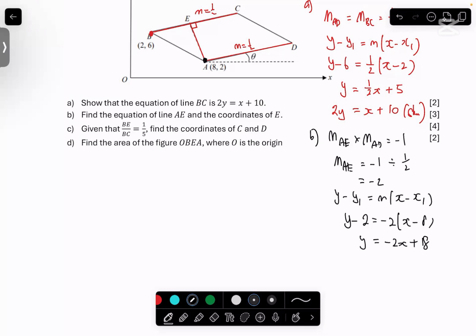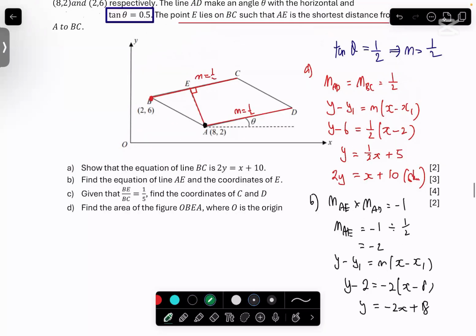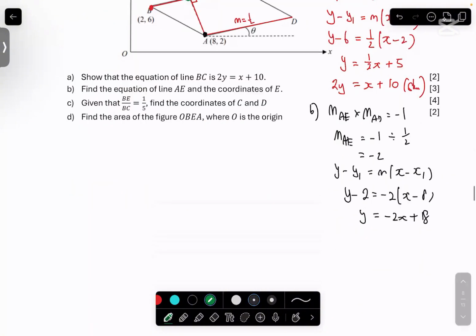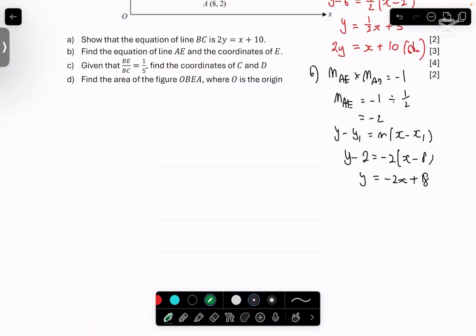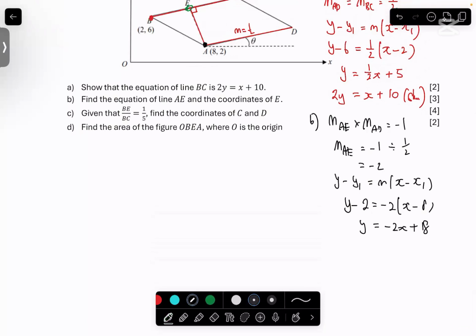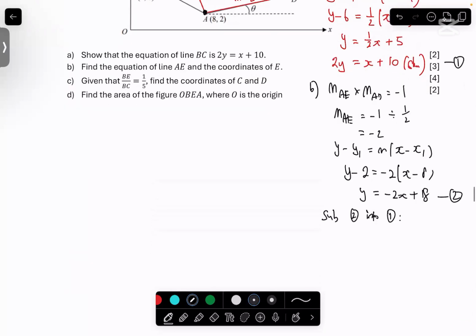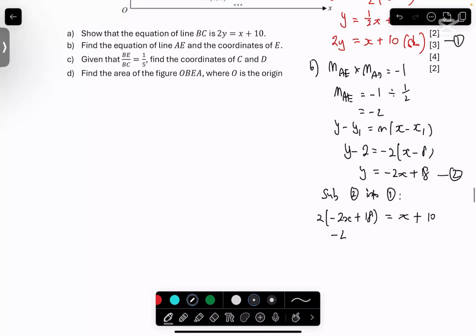Okay, and the coordinates of E. E lies on two lines: on the line BC and on the line AE. So we can just solve simultaneously over here. Since y = -2x + 18, we say that this is equation 1, and 2y = x + 10 is equation 2. So sub 1 into 2: 2(-2x + 18) = x + 10. So -4x + 36 = x + 10. -5x = -26. x = 5.2.